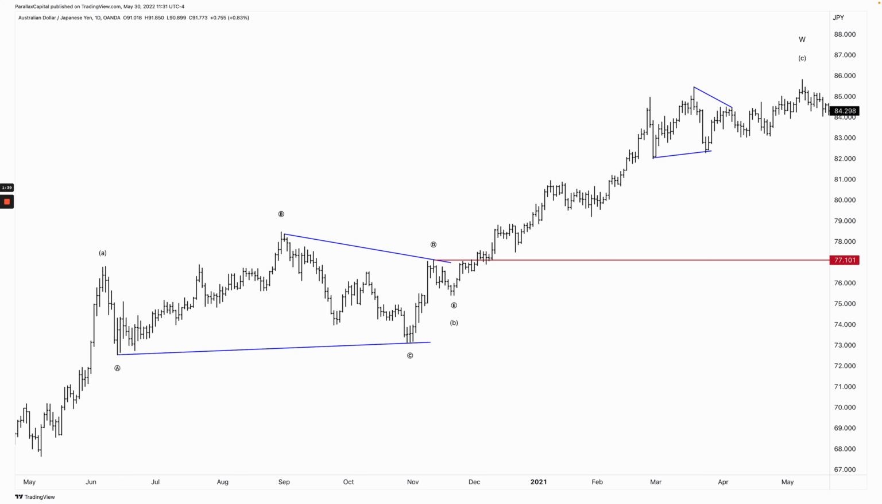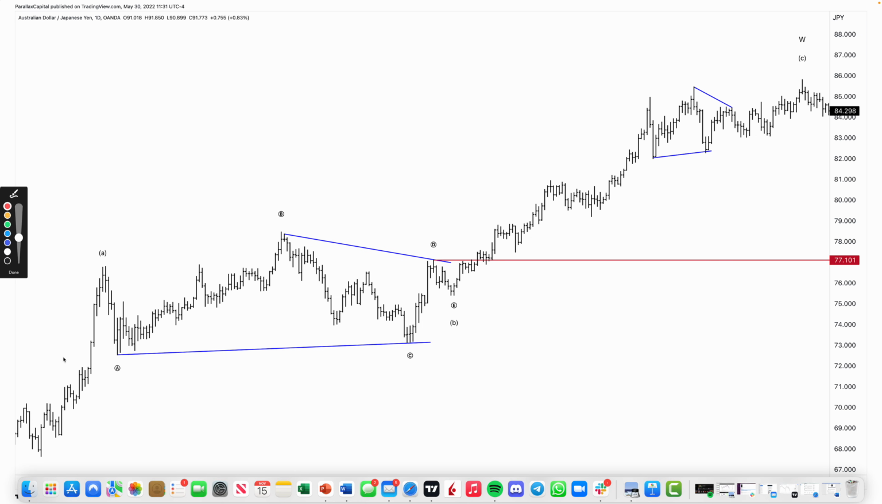So what does that look like? Well, let's take a look at this example of a triangle in the Aussie yen currency pair on the daily chart. Here, we've got the 5 points of the triangle, and you can see that I've drawn out the trend lines for the triangle. We have the AC trend line and the BD trend line. Here is our impulsive wave, which in this case is a wave A. We have sideways price action for the triangle, and then we have our 5 points of contact, A, B, C, D, and E.